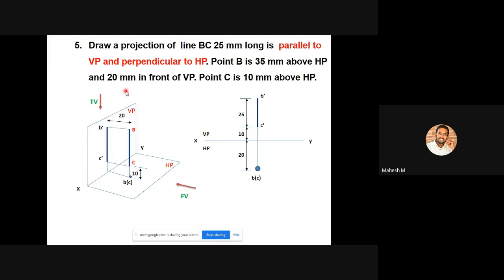We're looking from the top view. It means we're looking from the top view direction. So here it is a top view. So this one is our top view direction. We're looking from this direction. You can see the point B. So for this line, we are having 2 points. One is B and another one is C.